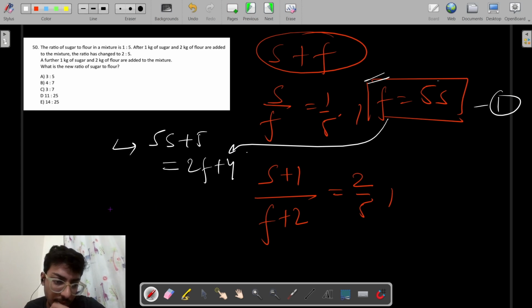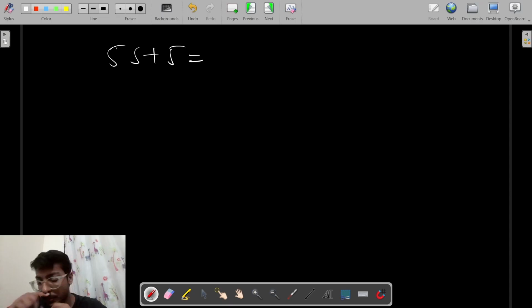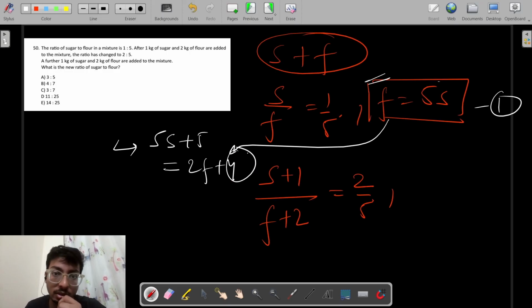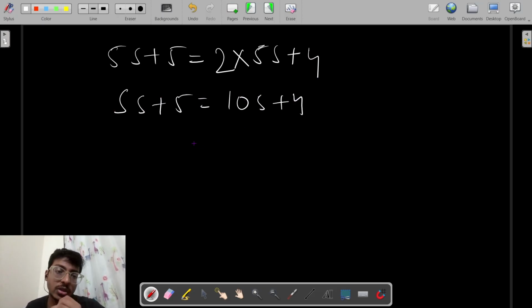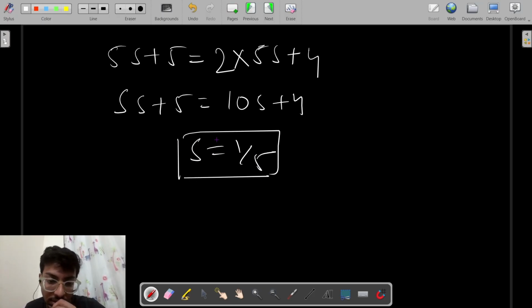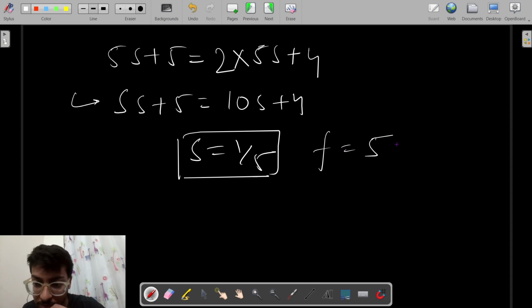So for the next step, you can write it as 5s plus 5 is equal to 2 into the value of f, that is 5s plus 4, plus 4. So this 5s plus 5 is equal to 10s plus 4. From this equation you can find that your s is 1 by 5. If you solve this equation, you will get s is equal to 1 by 5, and your f is nothing but 5 times s from equation number 1. So your f will be equal to 1.